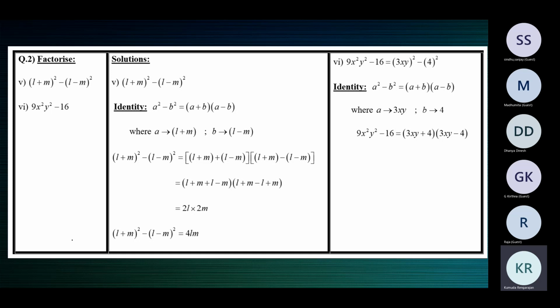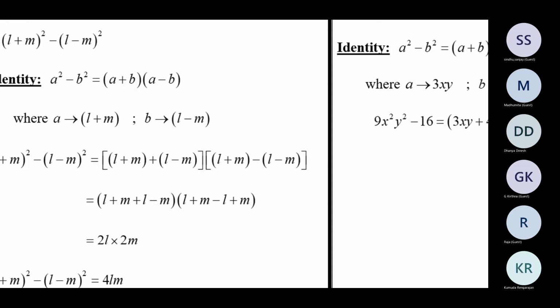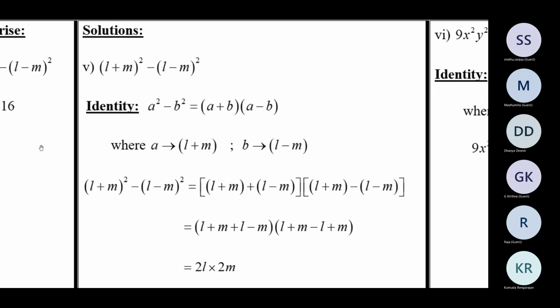Now, the fifth one. The fifth one is of the form a squared minus b squared, where a is L plus m. See, cover the square. What you see is a. What remaining thing you see in the bracket is a. Cover the square, because a squared minus b squared. L plus m is a. Cover the square, and what you see is b. L minus m is b.